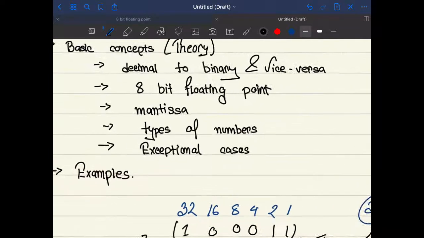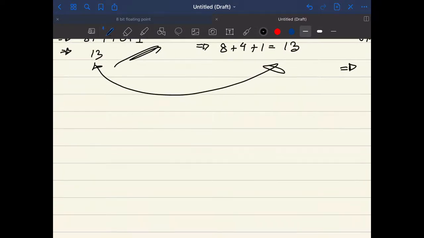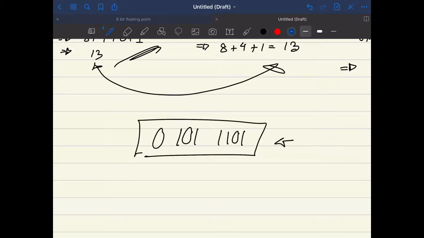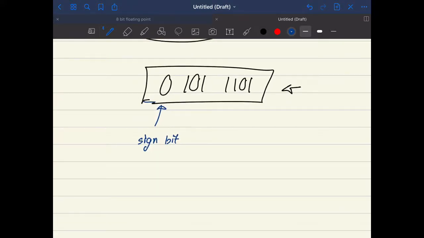Now we are going into 8-bit floating point numbers. They look like this format: 0 0 1 0 1 1 0 1. This is the format that they follow. There are a total of 8 bits here, and the first bit represents the sign bit. For the sign bit, 0 means it's a positive number and 1 means it's a negative number.